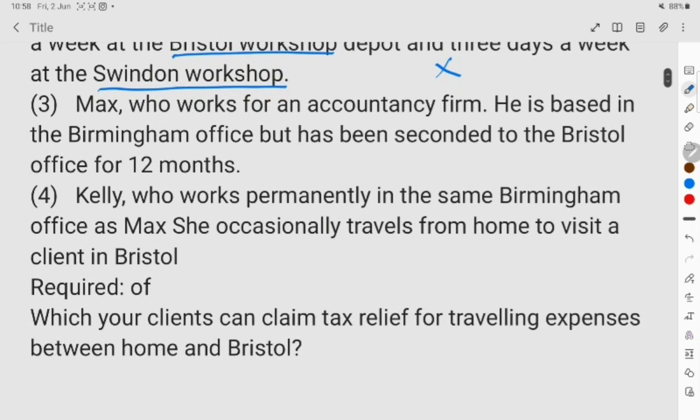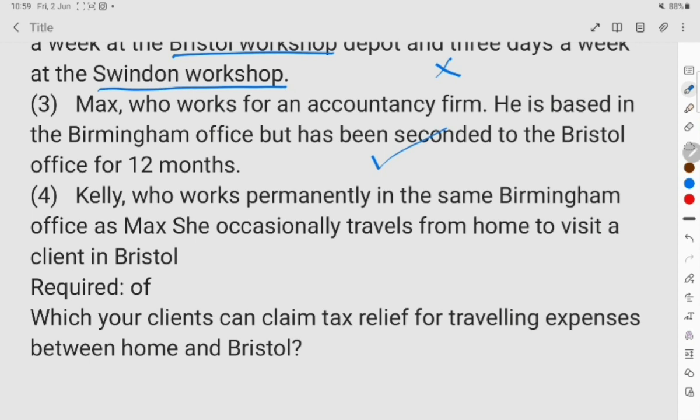Third, Max, who works for an accountancy firm, is based in Birmingham office, but he has been seconded to the Bristol office for 12 months. So we know that this person is employed in Bristol for less than 24 months. So this place is said to be the temporary workplace for Max. So he will be allowed a tax relief on travelling expenses.